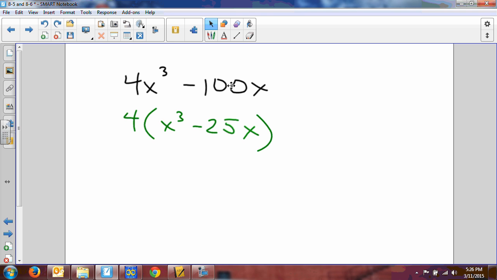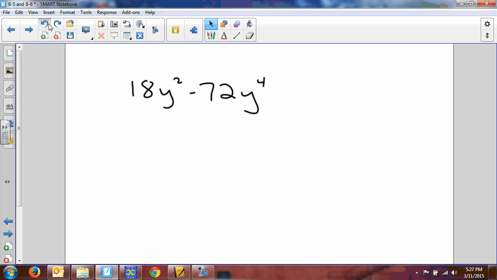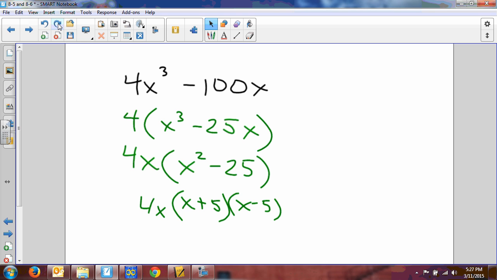This would be 2 times 2, and this would be 10 times 10. But because 4 and 10 have a common factor, we've got to pull both those out. So now I'm left with x cubed minus 25x. Well, we don't have two things that multiply to an odd exponent, so we're also going to take out an x, and we're going to be left with x squared minus 25. I have x times x and 5 times 5, so that turns into x plus 5, x minus 5, with the 4x left out in front.